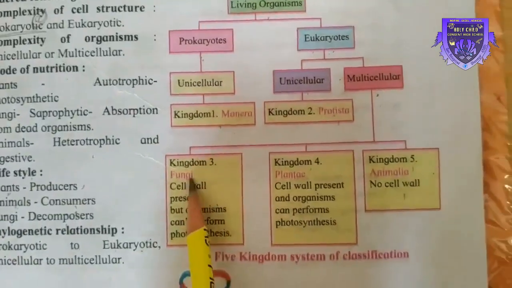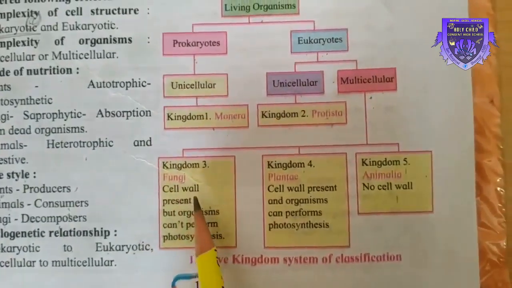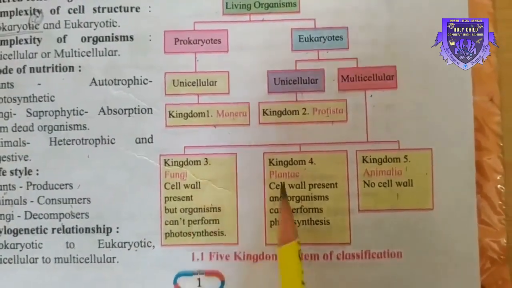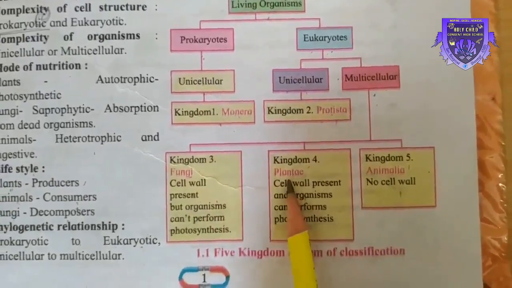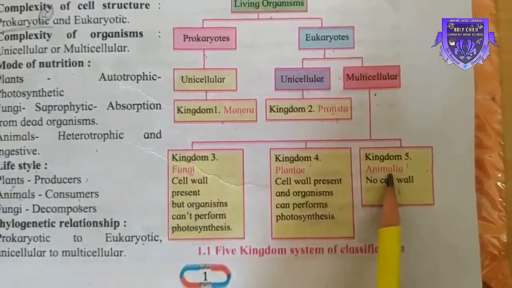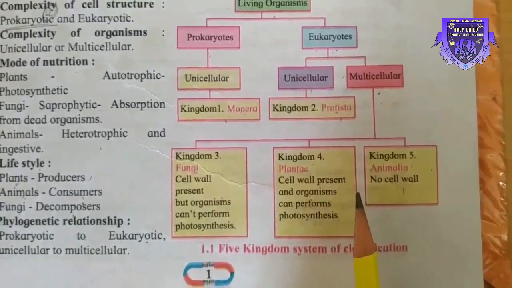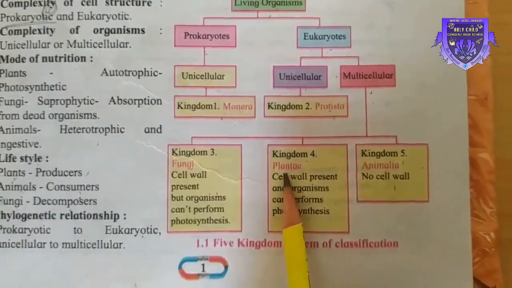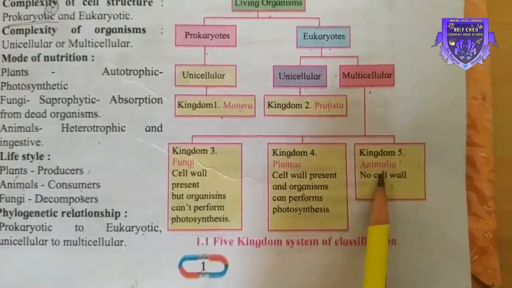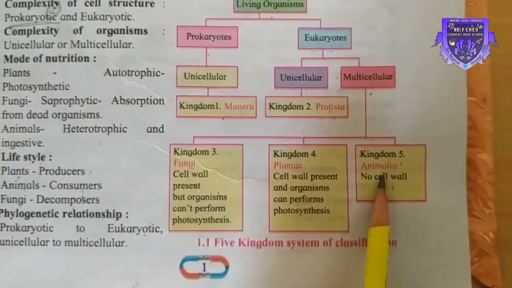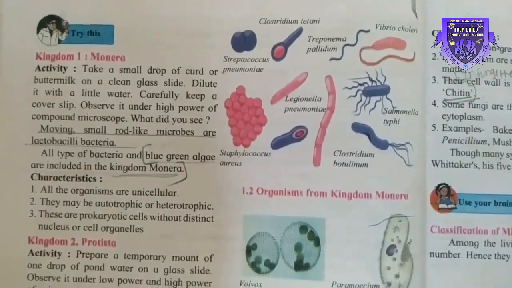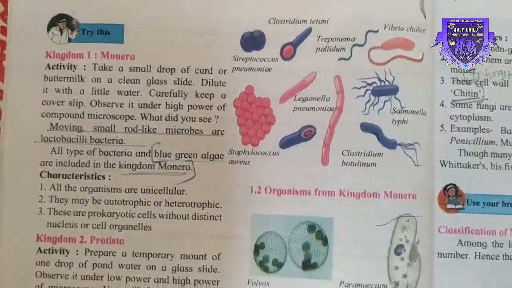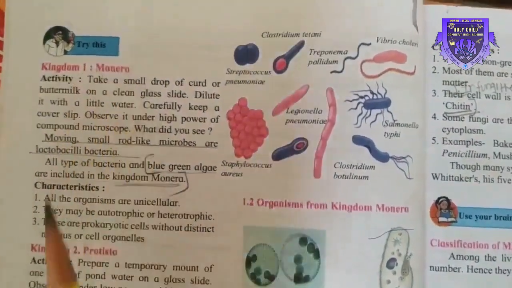One is fungi, which we are going to study in this lesson. But the other two, plant and animal, will be dealt with in the coming classes. Like the plant kingdom will be dealt with in class 9 and the animal kingdom will be done in class 10. Now we are studying the first kingdom, Monera.